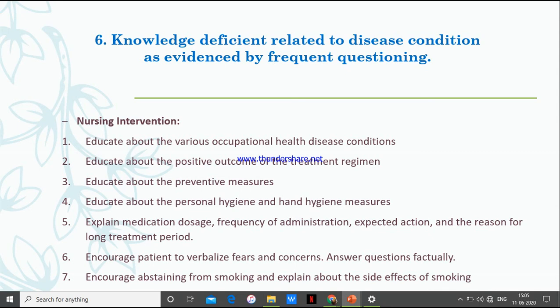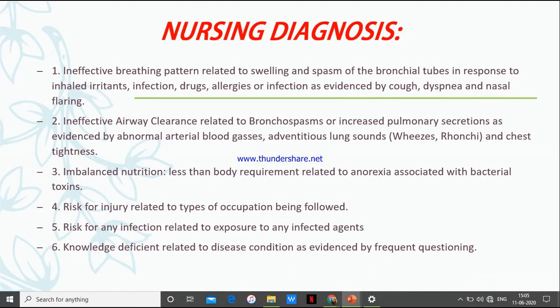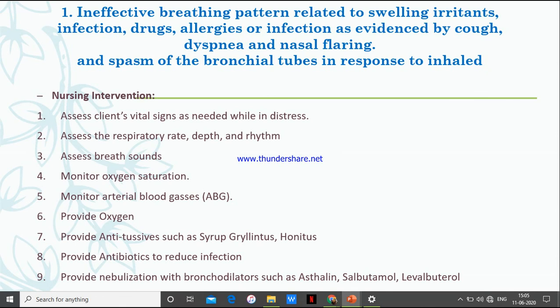Then encourage the patient to verbalize their fears and concerns. We have to encourage the patient to speak up and express their fears, and as a nurse, we have to answer the questions factually. Encourage avoiding smoking and explain the side effects of smoking. So these are some of the nursing interventions for knowledge deficit related to disease condition as evidenced by frequent questions. These are the nursing diagnoses and their nursing interventions.